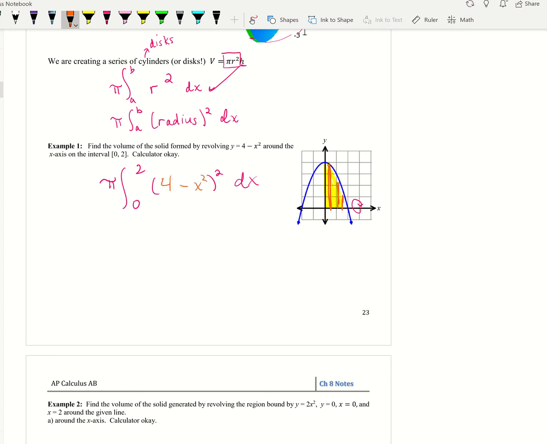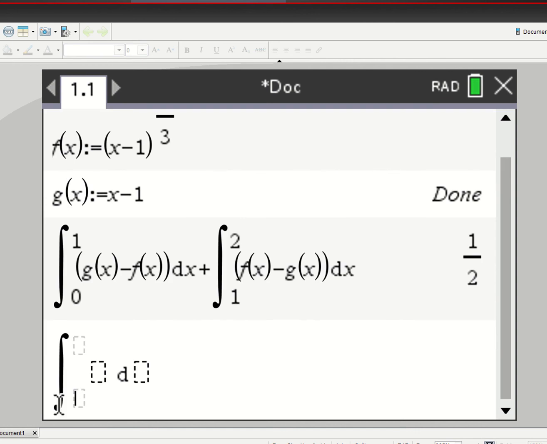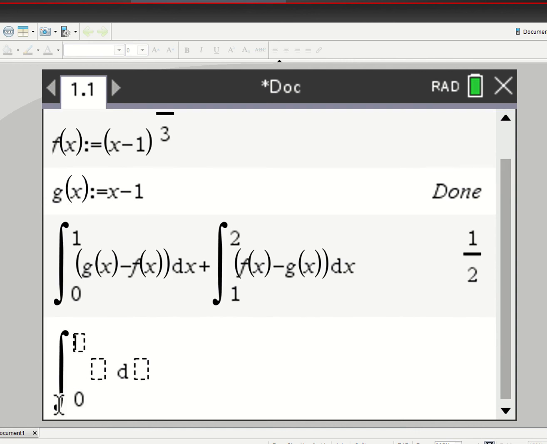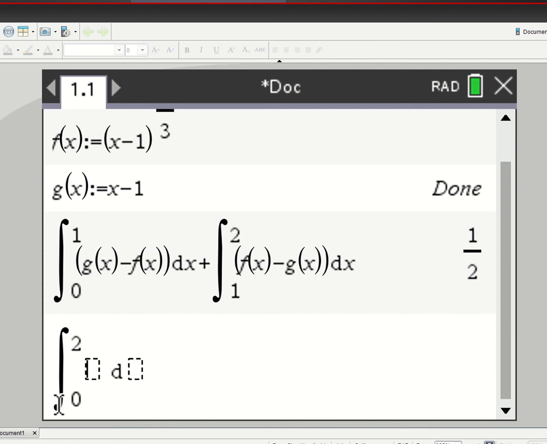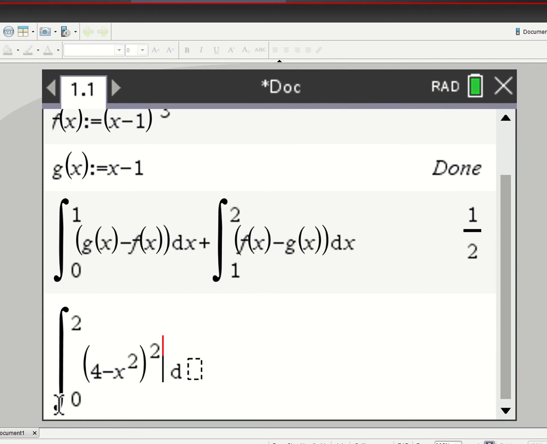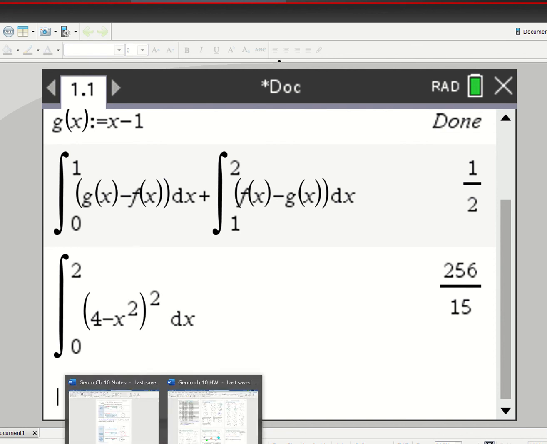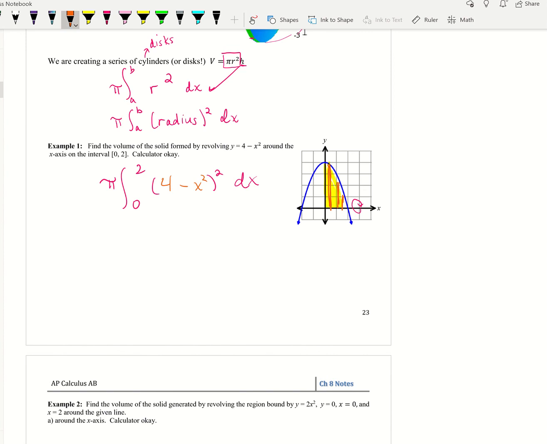That is the radius. And then we can use the calculator on this one because of the directions that they gave us. So I'm going to do the definite integral from 0 to 2. And then make sure that you take your expression and square it. This would be a 4 minus x squared, but then quantity squared as well. So I want to make sure that this 4 minus x squared is the radius, and I want to square that. And I get 256 over 15 for my volume.